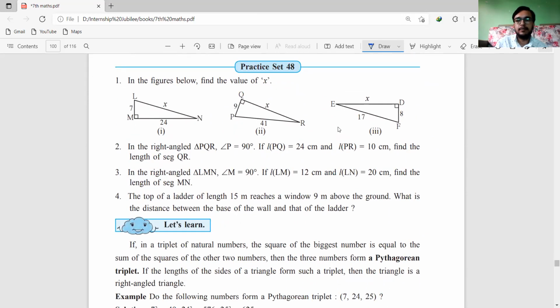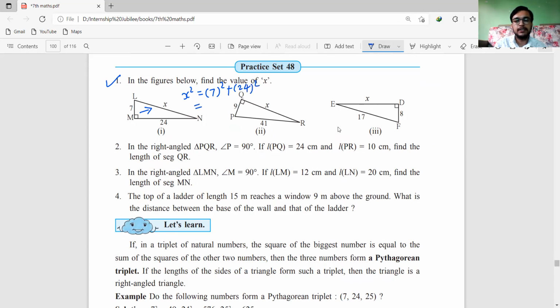Now let us understand practice set 48. In the figure below, find the value of x. How will we find it? As we know, in triangle LMN, angle M is 90 degrees, therefore it is a right angle triangle. So we can apply the Pythagoras theorem. The hypotenuse square, here x square, is equal to the sum of the squares of the remaining two sides, 7 square plus 24 square.